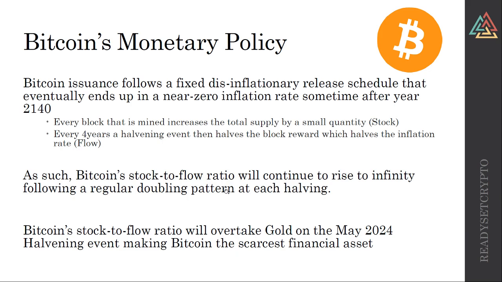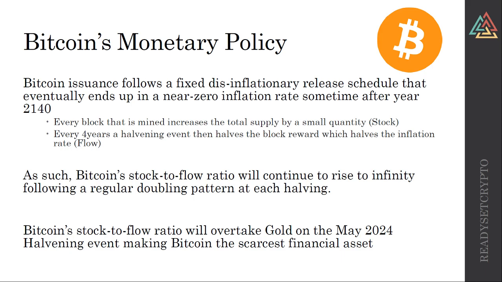So Bitcoin's issuance effectively follows a fixed disinflationary release schedule that eventually ends up near zero sometime after the year 2140, which if any of us see, it'll be quite remarkable. Every block that's mined effectively increases the total supply by a small quantity. That's your stock. Every 4 years, the halving event comes along, halves the block reward, which then halves the inflation rate, halves your flow. So your stock to flow ratio of Bitcoin, which is historically shown to be providing a monetary premium once it gets above 1, continues to rise to infinity, following a regular doubling pattern at each halving.